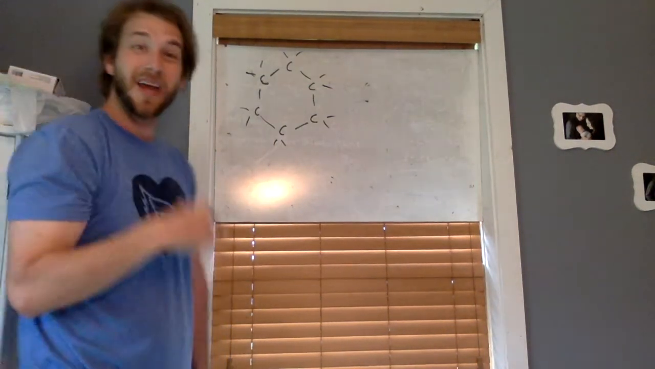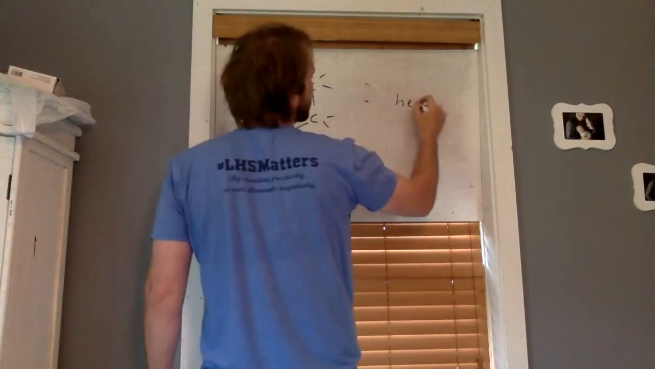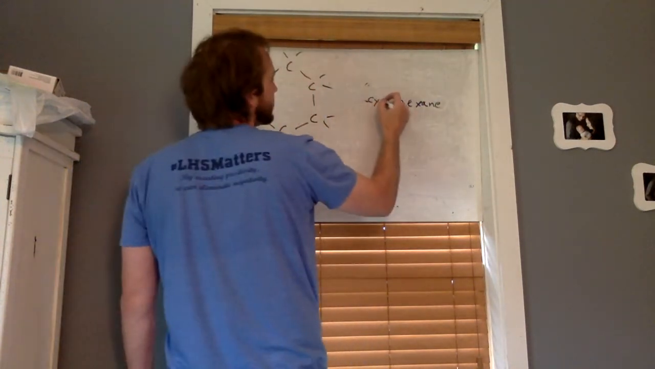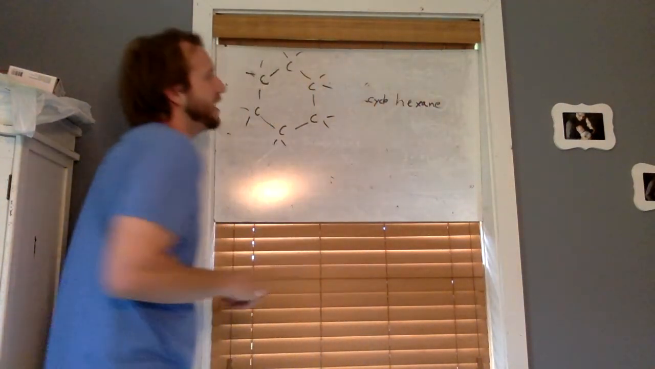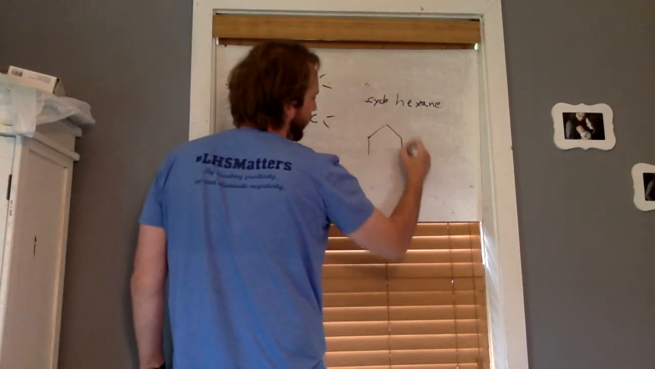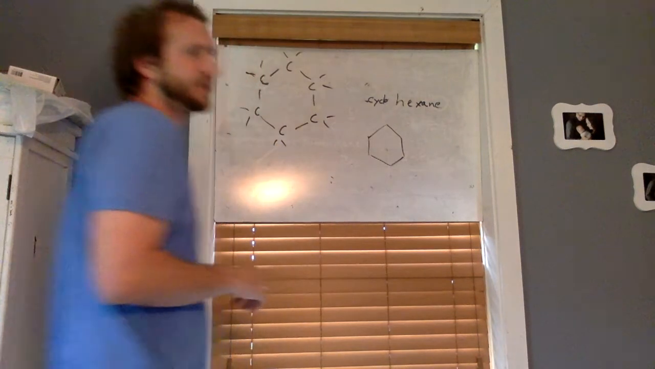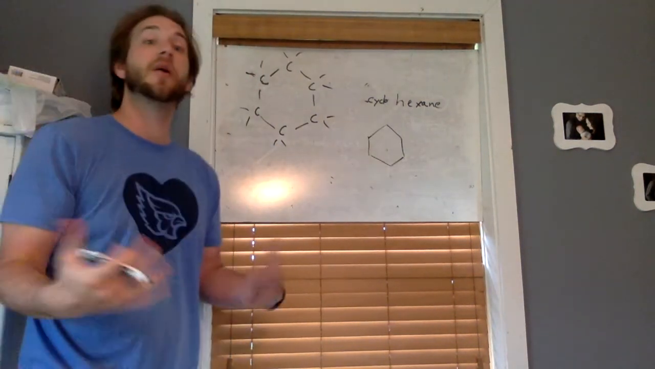carbons going around, so that would be a hexane. But to show that it is in a ring formation, we call it cyclohexane. And so this would be a cyclohexane. If we wanted to do the skeletal form for this, we just make a hexagon, and this would be what we'd call a cycloalkane, a cyclic hydrocarbon.